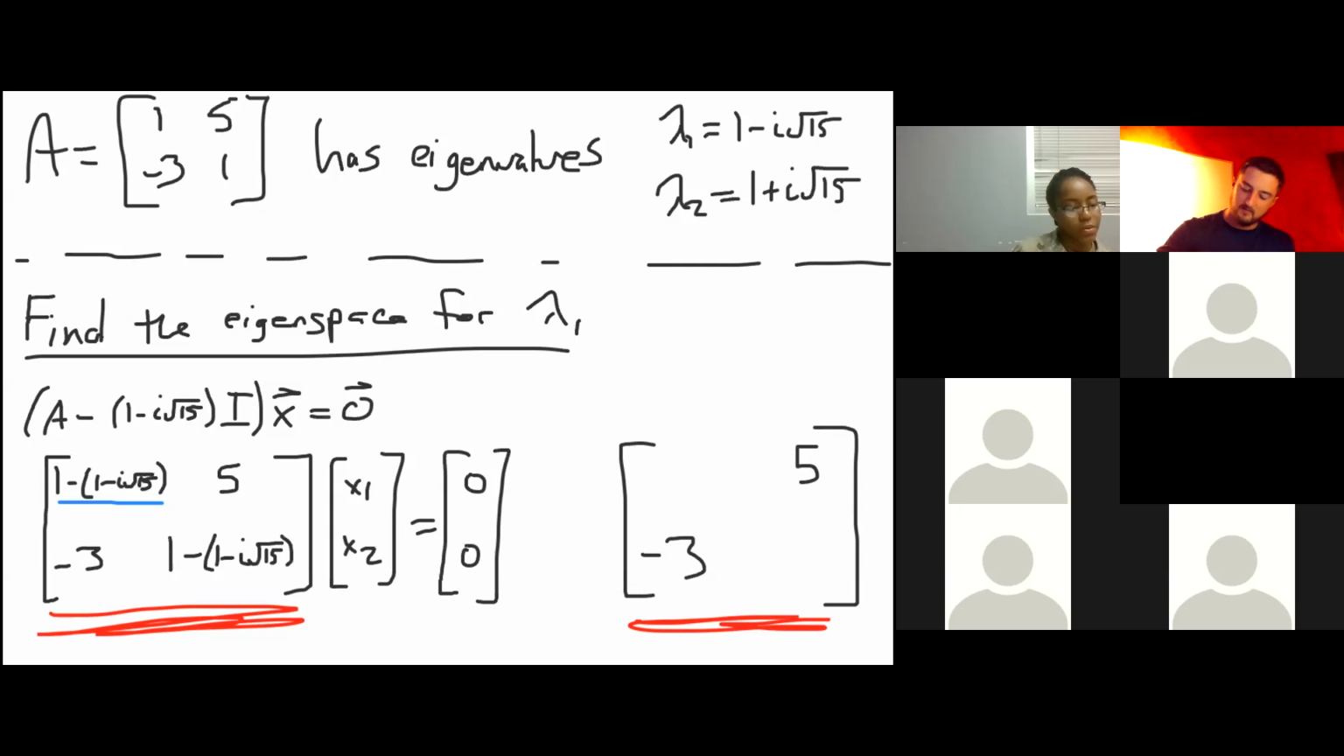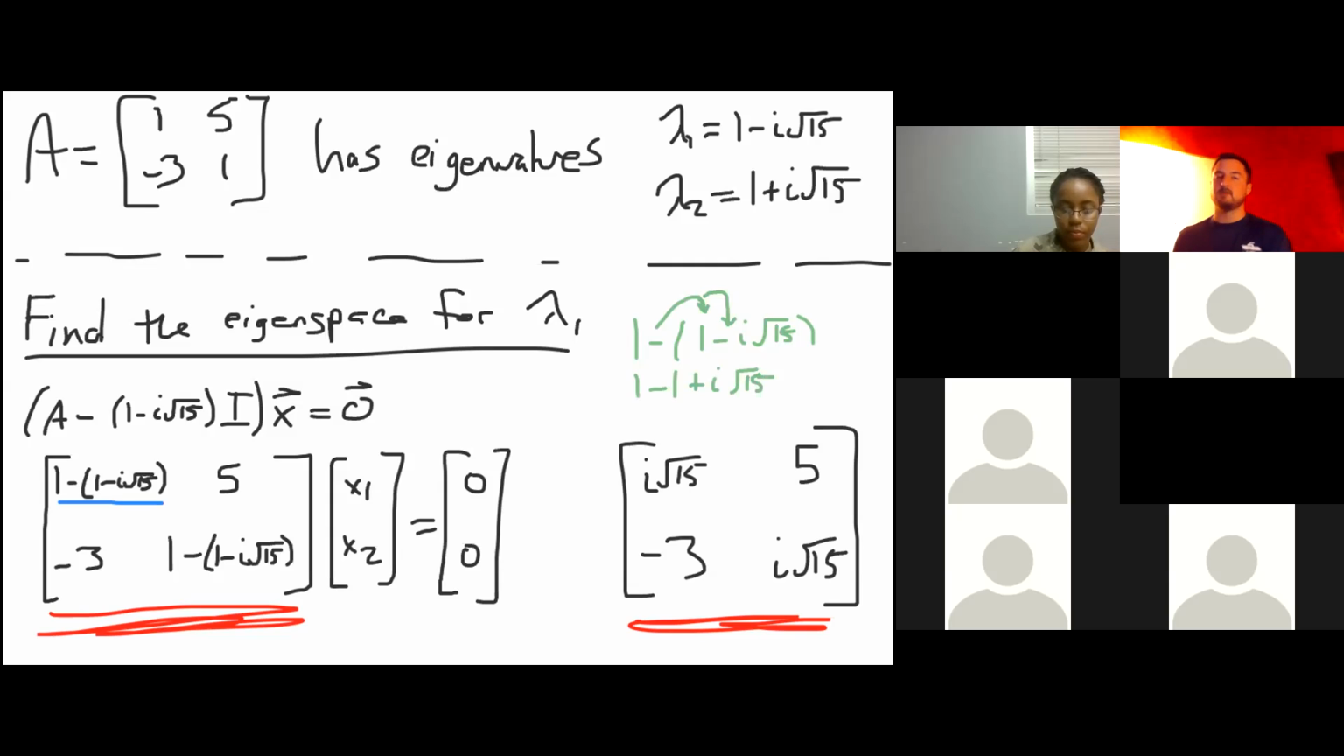Because I would take 1 minus (1 minus i square root of 15). When I distribute that negative sign through, it changes from a minus to a plus. It'd be 1 minus 1 plus i square root of 15. But you had the core content correct. And you see that's also the case in the bottom right entry. So this is going to be the matrix that I need to row reduce.